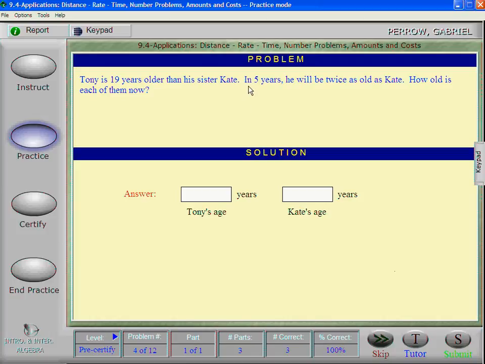And then it says in 5 years, he'll be twice as old as Kate. How old is each of them now? So the second equation will involve this information, and it looks like if we were to add 5 to their ages, it would be a doubling of Kate that would give us Tony. If Tony is twice as old as Kate at that point, to set up the equation, you're really going to multiply by 2 on Kate to make it match Tony. I think that makes sense.